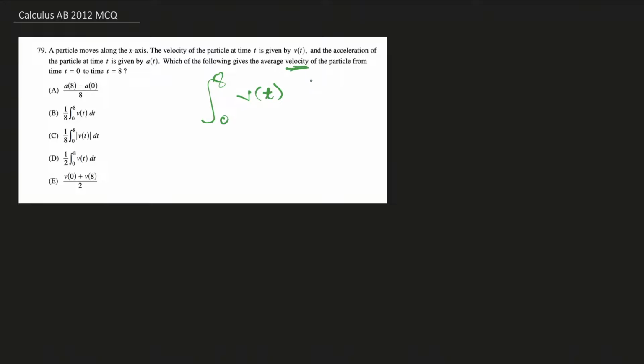We're figuring out average velocity. So we take the integral from 0 to 8, which gives us the area under the curve, multiplied by 1 over 8 minus 0. So that's the correct answer for 79. If they ask for the average speed of the object, then you would pick C, because then they're taking the absolute value of that. So for here, this would be B.